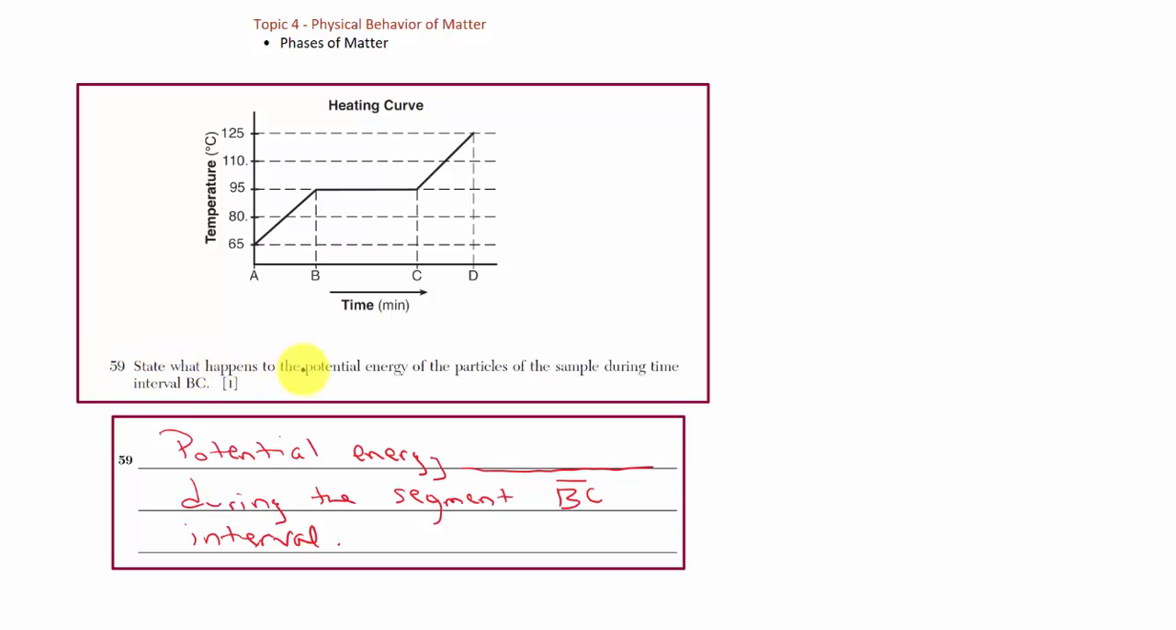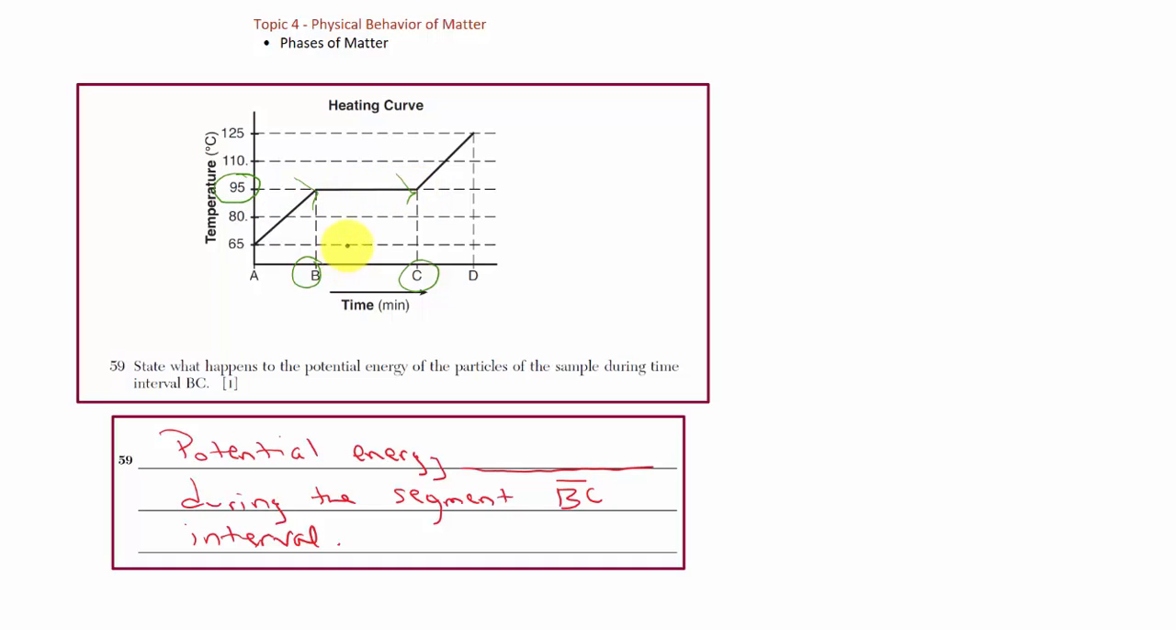Question 59. State what happens to the potential energy of the particles of the sample during time interval B to C. On the graph, the time interval from B to C is that part of the graph where a phase change is occurring. And during phase changes, the kinetic energy stays the same. We know this because kinetic energy is a measure that is associated with the temperature, being the average kinetic energy of the particles in a substance. And since that's not changing, the kinetic energy is staying the same.